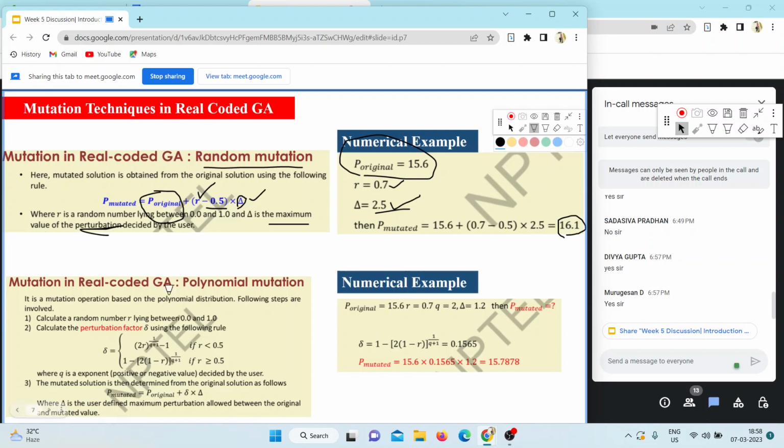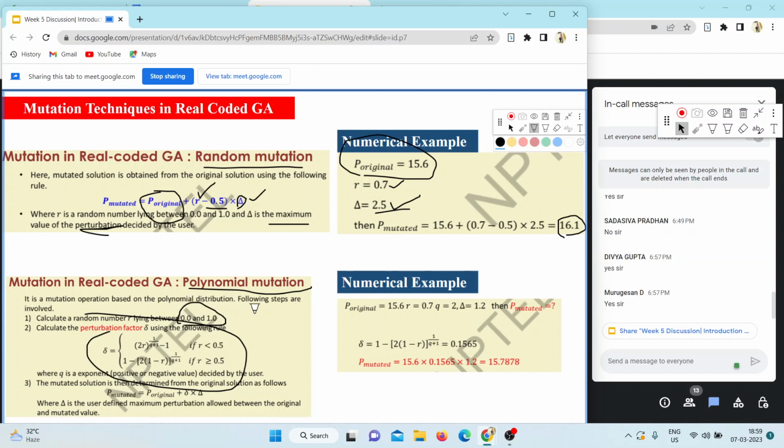There is again another type of mutation. This mutation is known as polynomial mutation. This formula is also similar to the previous one, with only one difference. Here you have to calculate this delta or perturbation factor. And how will we calculate this perturbation factor? You choose this r value.